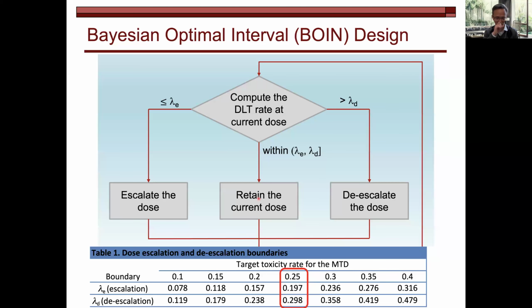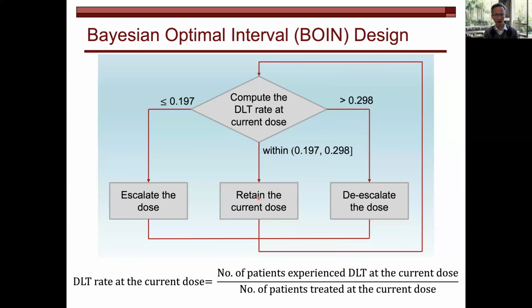So for example, if we target 25%, the escalation boundary is 0.197 and the de-escalation boundary is 0.298. This is what the design looks like when we have a target DLT rate of 25%, which is often the target recommended by regulators, by the FDA.